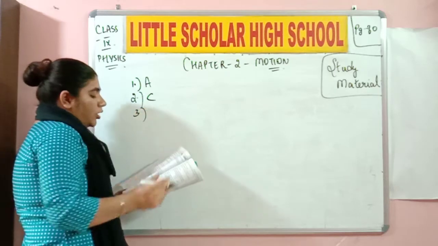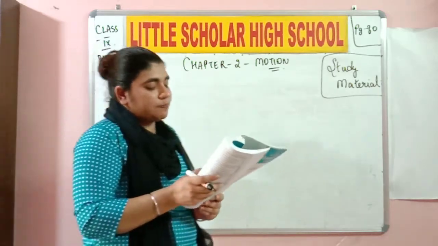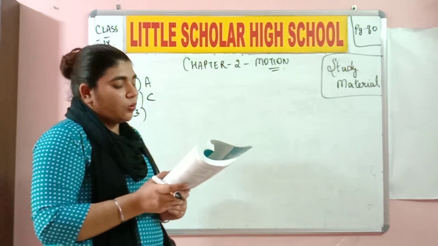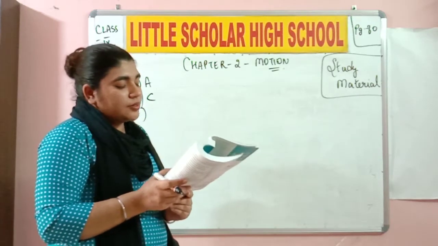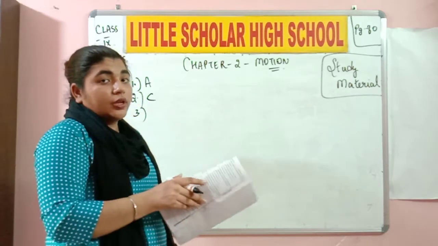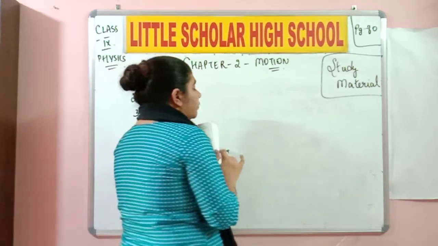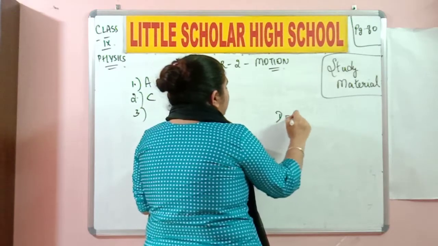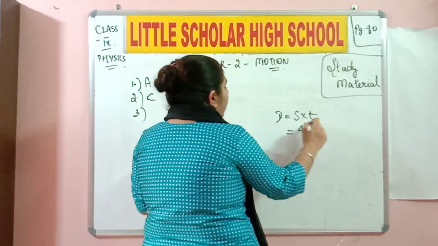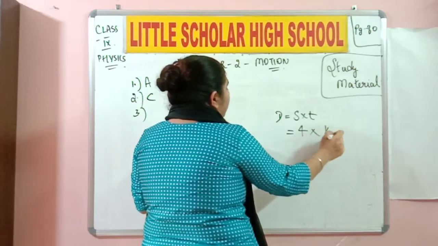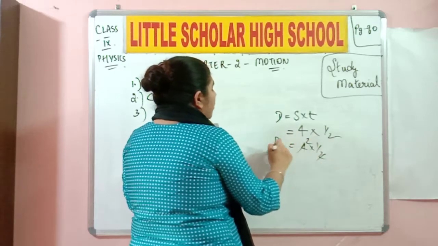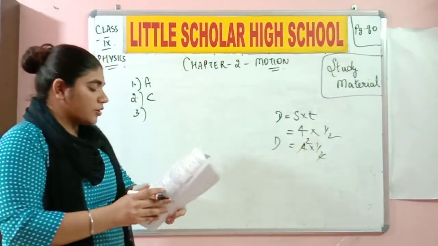Third one, a boy running at an average speed of 4 kilometers per hour reaches a school from his home in half an hour. So the distance of his school from his home. They are asking us to find out the distance. What is the formula of distance? Distance is equal to speed into time. Speed is given as 4 kilometer per hour. Time is given as half an hour. So 4 into 1 by 2. So 2 ones are 2, 2 twos are 4. So distance is equal to 2 kilometers.